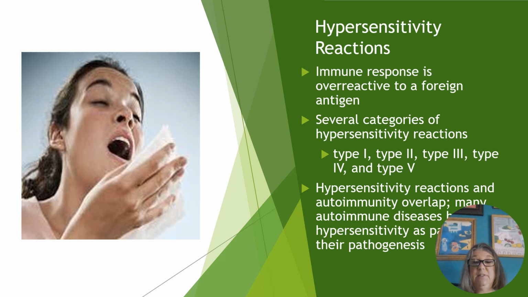So with these hypersensitivity reactions, some are immediate, some are delayed. So that's when they're talking about time, that's what that's related to. Hypersensitivity reactions and autoimmunity overlap. Many autoimmune diseases have hypersensitivity as part of their pathogenesis. Graves' disease is an autoimmune disorder that is a result of a type 5 hypersensitivity.